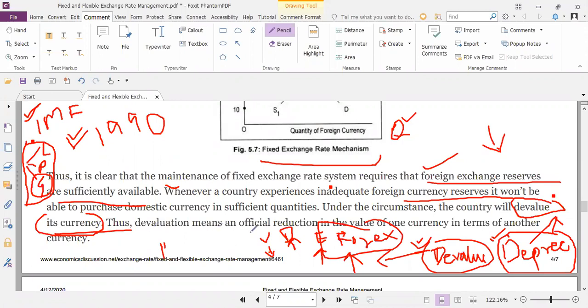Thus, devaluation means an official reduction in the value of one currency in terms of another currency. So we're running short of time, just 10 more minutes. Okay. Devaluation is an official reduction, done by the government, in the value of one currency in terms of another currency. That is rupee to dollar and dollar to rupee, we can say. Right? Is this point clear? Any doubts so far?